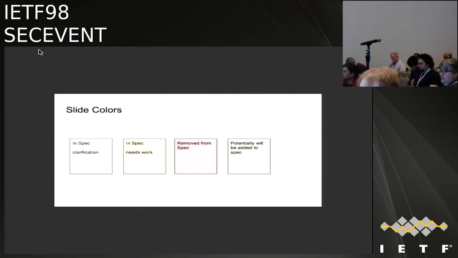I used some heavy colors on my slides. The white slides are stuff which is in the current spec, and I'm just bringing the issue up because we had lots of discussions about it. The yellow slides are things that need work, and we know that they need to get into the spec. Red ones are stuff that either was removed or we talked about and explicitly decided not to add to the spec at this point. And green stuff is things that might be nice to add, not sure.